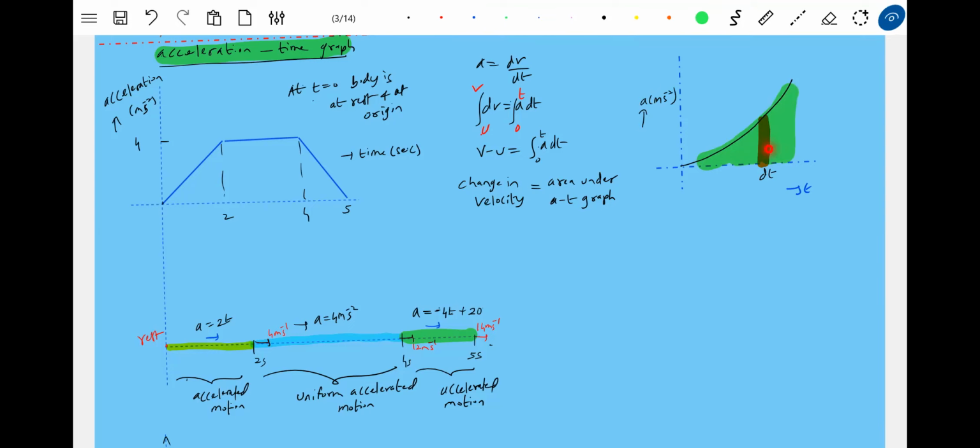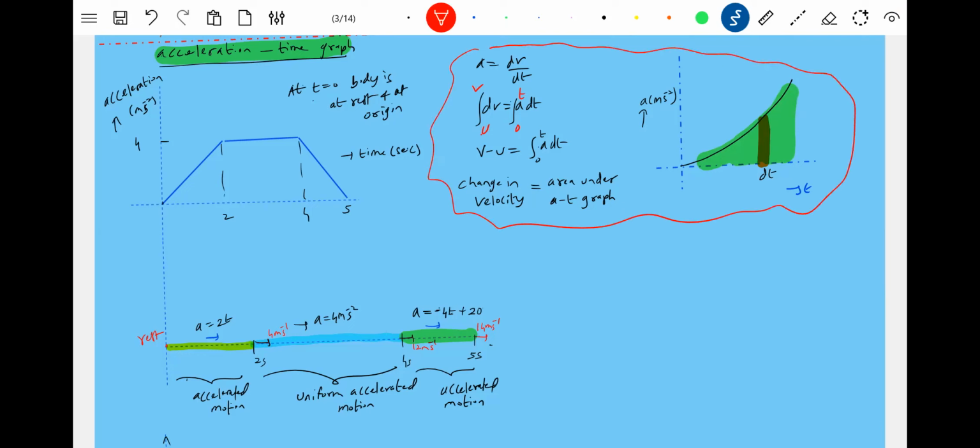Such strips' area, if you add up, what do we get? We get the area under the curve. So therefore, the total area under the curve is equal to the change in velocity. I think this will be a very, very important formula for us. It's going to really help us a lot in working numericals. So here, of course, what do we remember? Area under the a-t graph is equal to change in velocity.